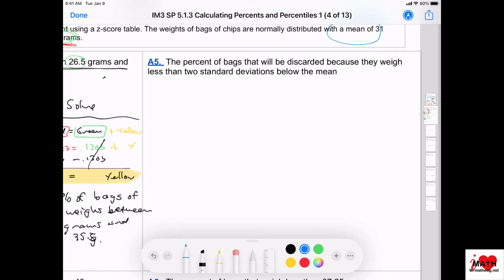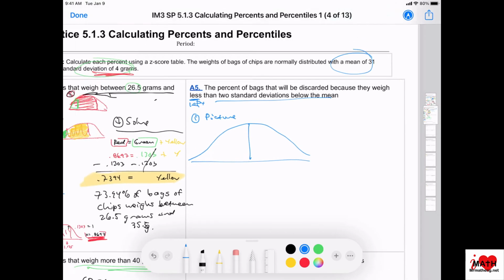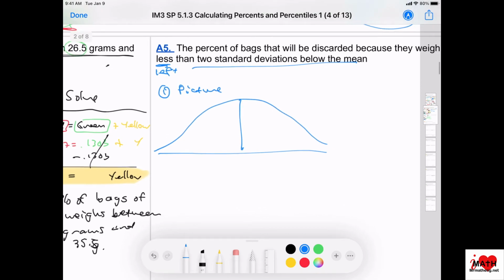The percent of bags that will be discarded because they weigh less than, so that means it's going towards the left, 2 standard deviations below the mean. Let's get a picture. Here's my curve. The mean we got from the directions is 31. Remember, 2 standard deviations below means that negatives are going left. And then I'm just subtracting 4. So this would be 27, this would be 23. It doesn't say 23, but I figured it out by subtracting 4 twice, because that's 2 standard deviations below.